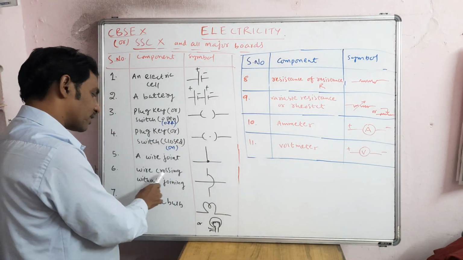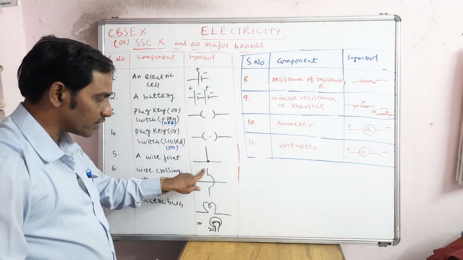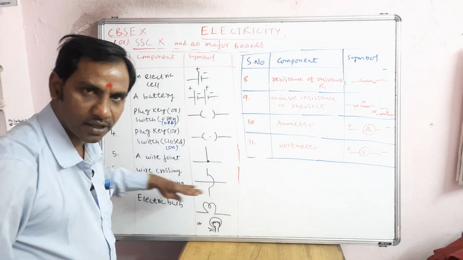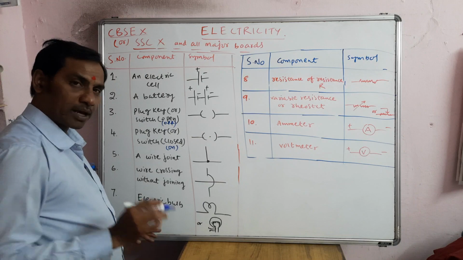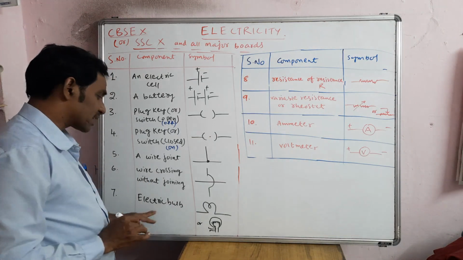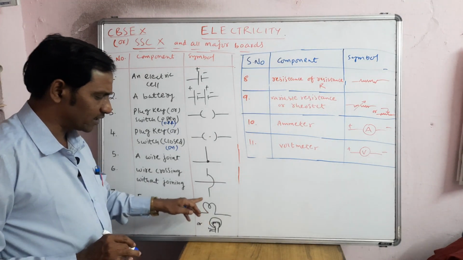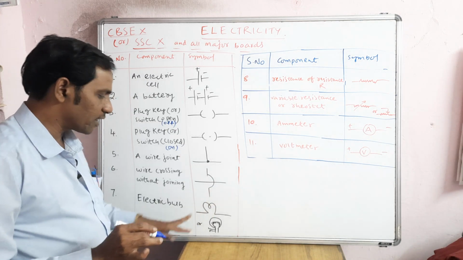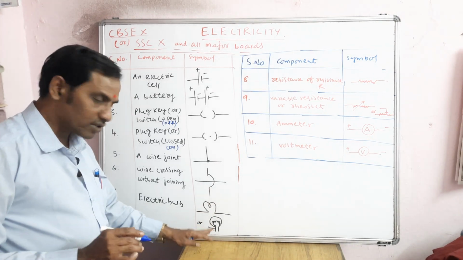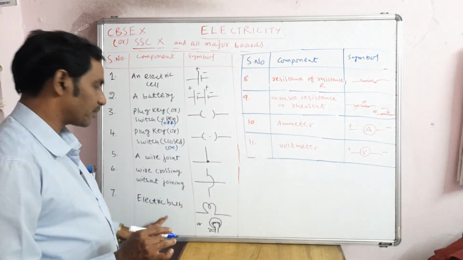Okay, it means that wires are crossing without a joint, meaning current in this wire is not passing to this horizontal line. Okay, understood, that is the meaning. And coming to the next, electric bulb. Electric bulb is simply written a little like M, or otherwise you can draw it like an actual electric bulb. Okay, that is the electric bulb symbol.